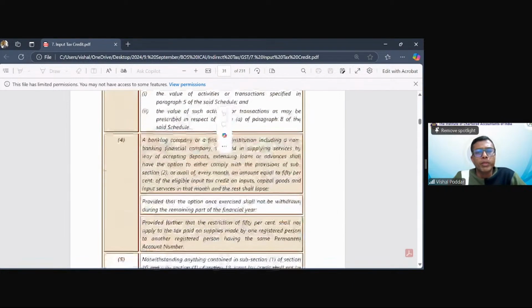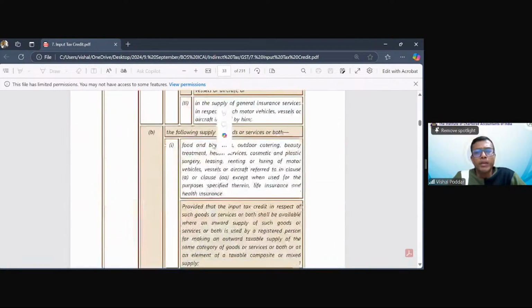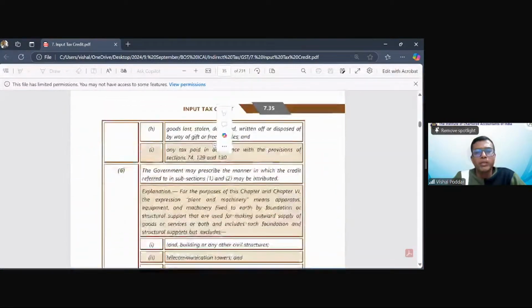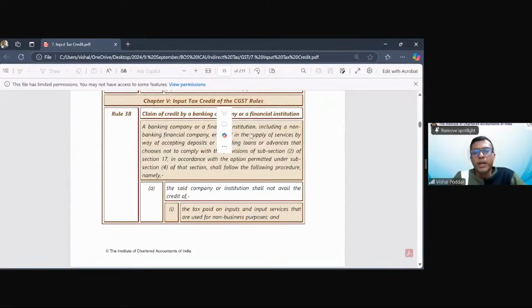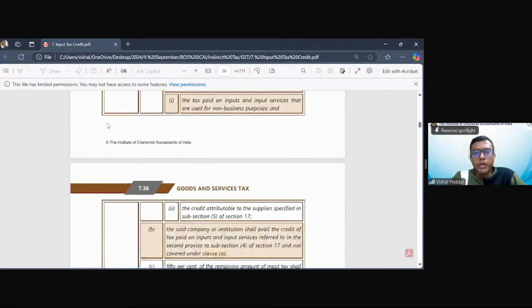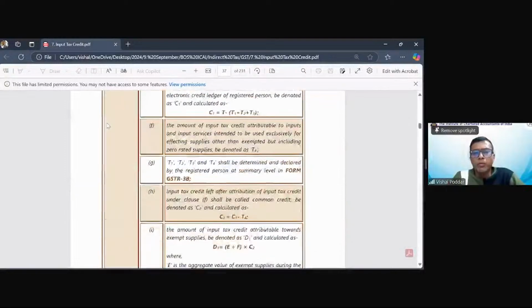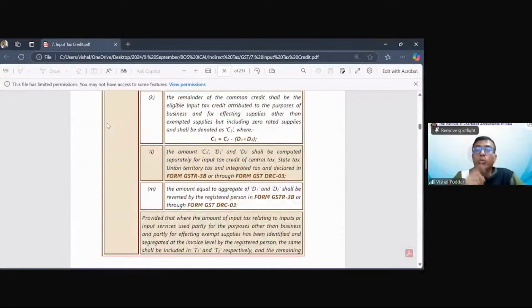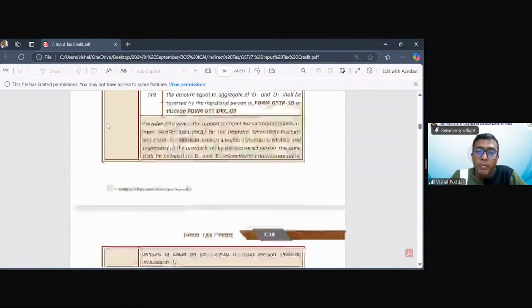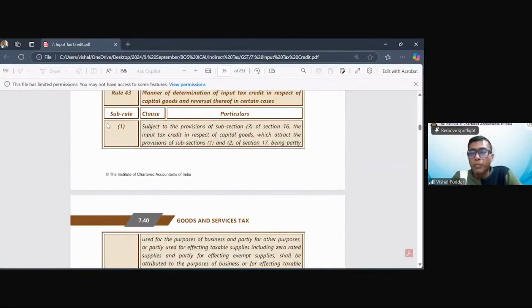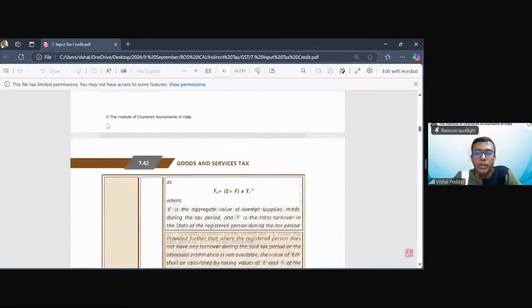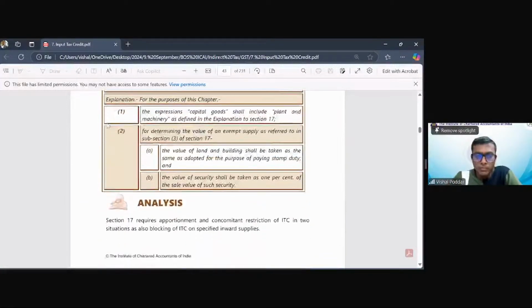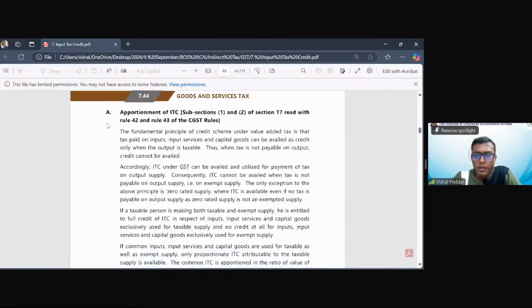Now, subsection 3 and 4, I'll explain, but let me take you to some detailings of this section. Along with this, we have some parallel rules that we'll be studying. Rule 38, most important 42, 43, which is the rule which will tell you how to do this proportionate. So we just saw that you have to make proportionate, but how to do this proportionate is given by rule 42 and 43. Now, analysis. So 17.1 and 2, these two subsections ask you to do proportionate, and how to do proportionate is given in rule 42 and 43.